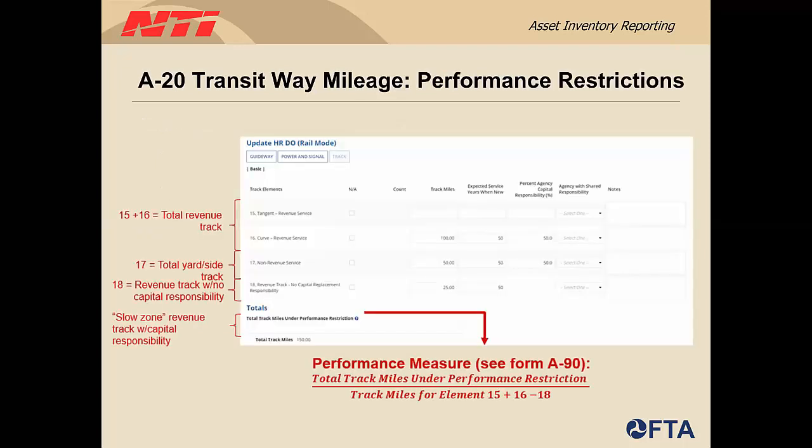The performance measure on the A90 will calculate based on the information that's entered in your A20 Transitway mileage form. Although we discussed it earlier, it's important to review how it looks on the form and what values are being used in the calculation. The total of elements 15 and 16, which are your total revenue track, minus element 18 to remove any revenue track that you don't have capital responsibility for, that total is going to be your denominator for the calculation on the A90. This value should be equal to or greater than the amount of track miles that you report under performance restrictions.